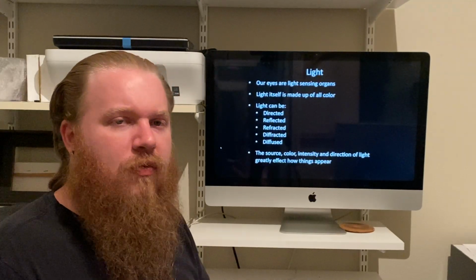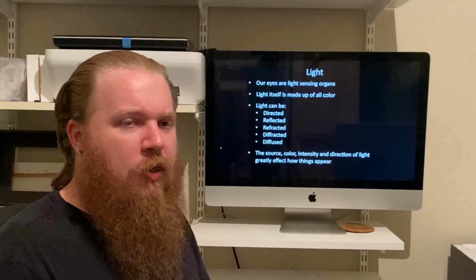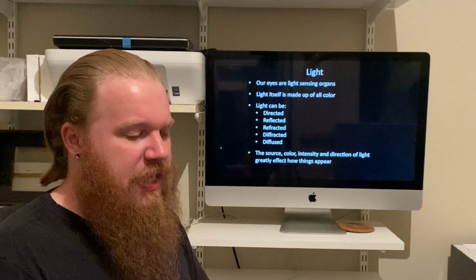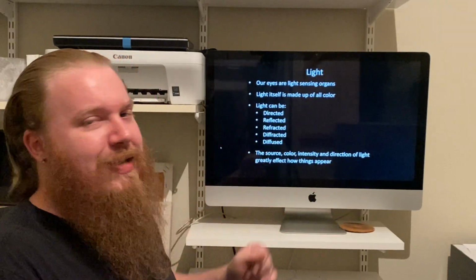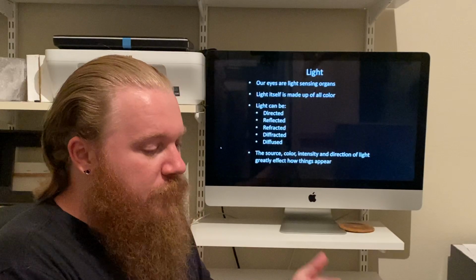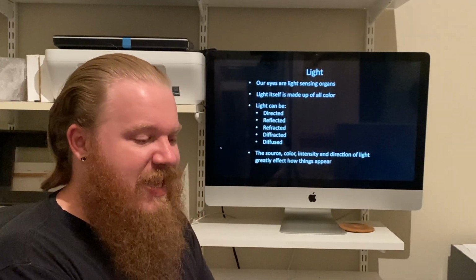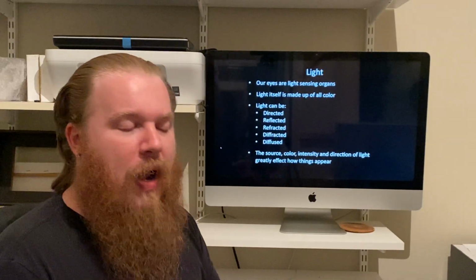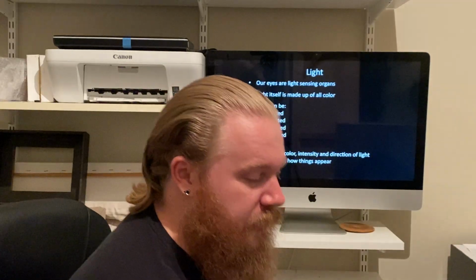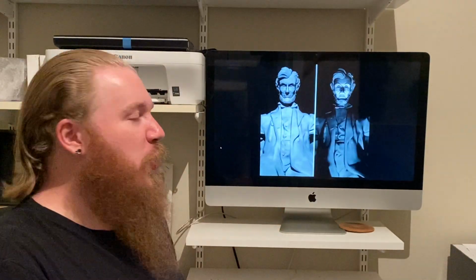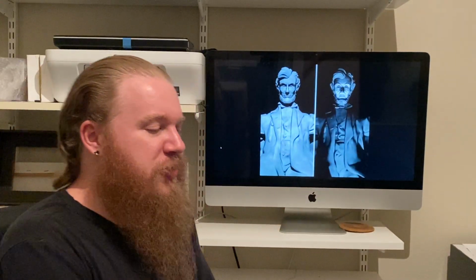And so it's going to give an overall different reading to a work of art or a subject of any kind based on how we're utilizing light in this way. So the source, color, intensity, and direction of light can greatly affect how things appear to us, such as this example here of the Lincoln Memorial in Washington.